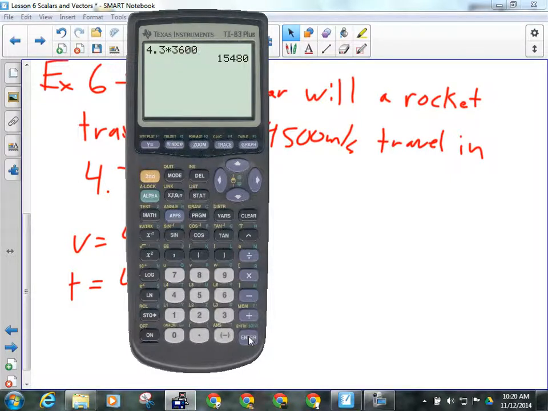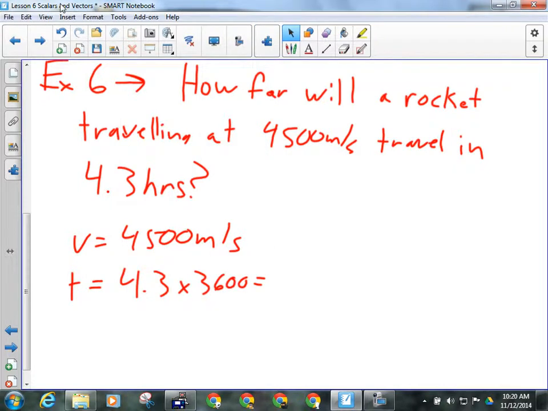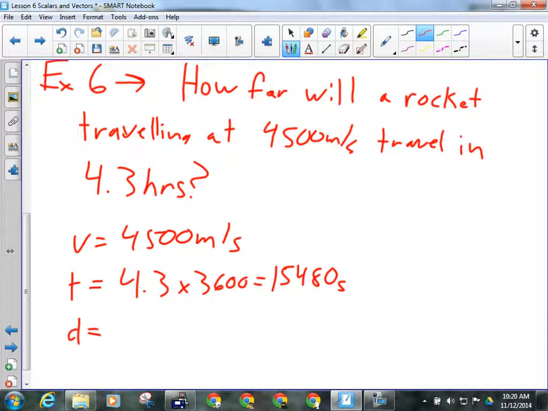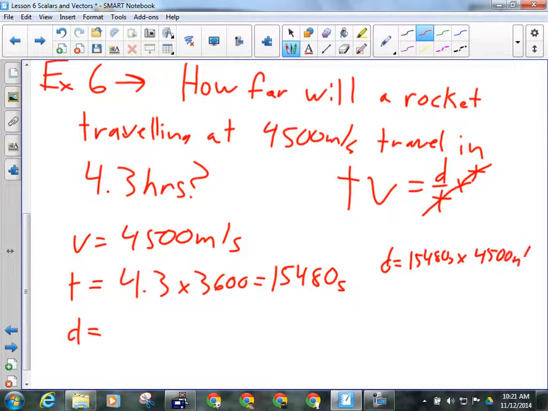All right, so we're looking at 15,480 seconds. So I've got v and I've got t. I'm looking for d. So v equals d over t. I need to manipulate to get d by itself. So since I'm dividing by t, I'll multiply both sides by t. Okay, and now I'm set up to solve for that. So d is going to equal 15,480 seconds times 4,500 meters per second.